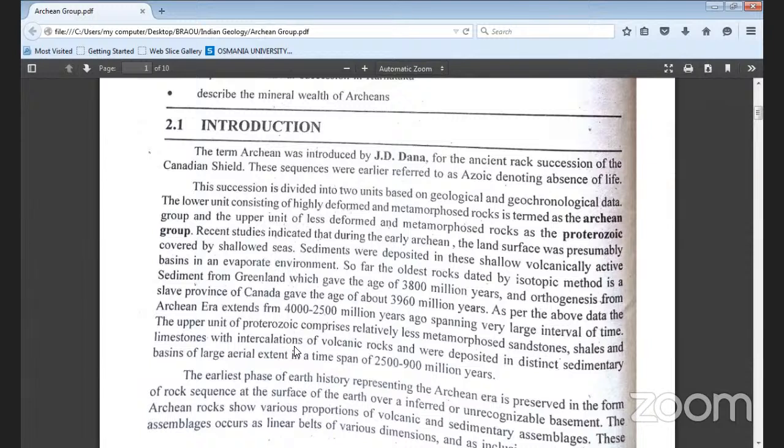The upper unit of the Proterozoic comprises relatively less metamorphosed sandstones, shales, and limestones with intercalations of volcanic rocks, and were deposited in distinct sedimentary basins. And it occupies a large area, and the time span is 2,500 to 900 million years.